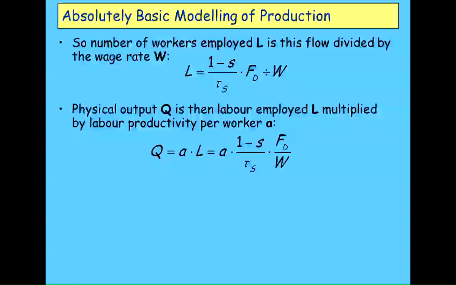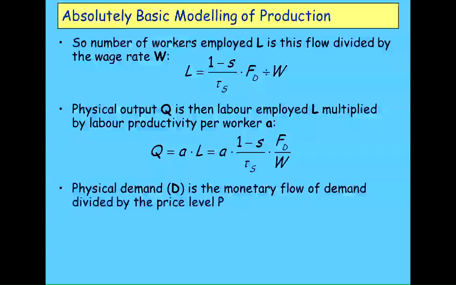Okay, that's my expression for quantity now. So I've now got an expression for the physical flow of supply. What I need now is the physical flow of demand. Well, that's going to be the monetary flow divided by the price level.